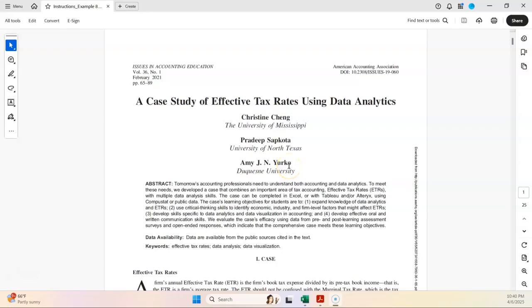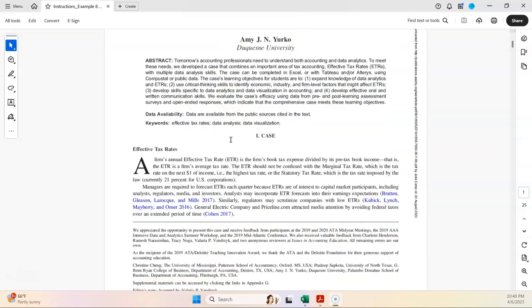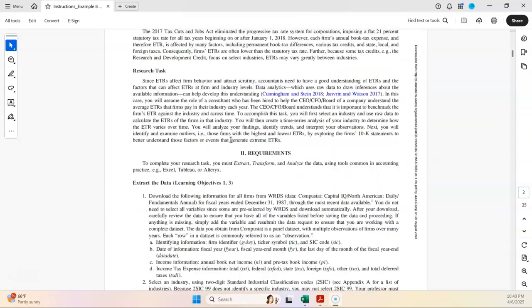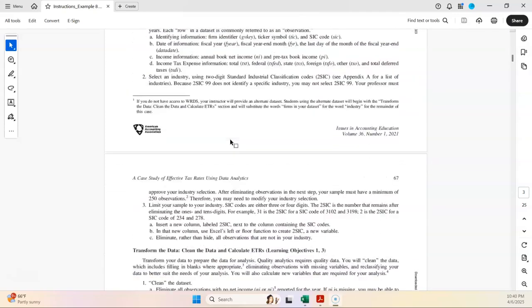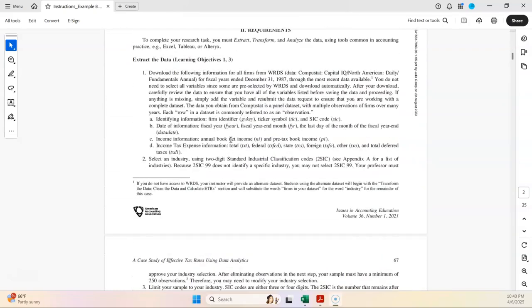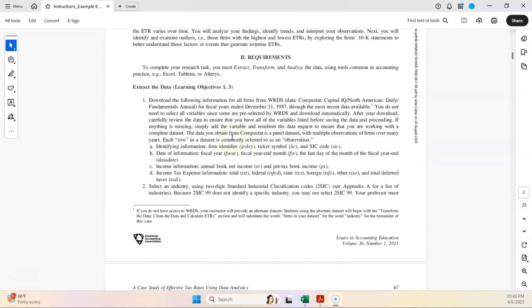So what we're doing with this part of our accounting is we're actually taking a look at a case study where they were looking at effective tax rates using data analytics. So we have this document that has all this stuff in it, and I do have this uploaded on Canvas for us to look at. And if you go and read through it, there's a lot going on, but let's just jump right to the requirements. And this is where we're going to be doing a lot of our work.